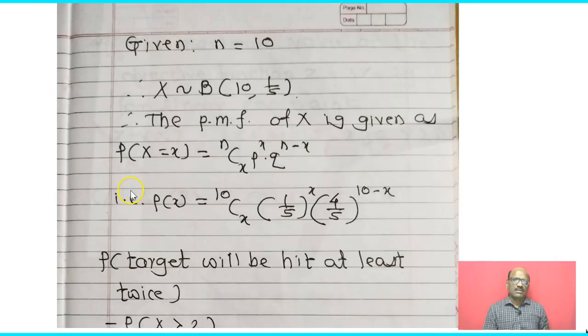Now next, n is equal to 10, and X follows the binomial distribution with parameters 10 and 1/5. The probability mass function of X is given as P(X equals x) equals nCx, p raised to x, q raised to n minus x.